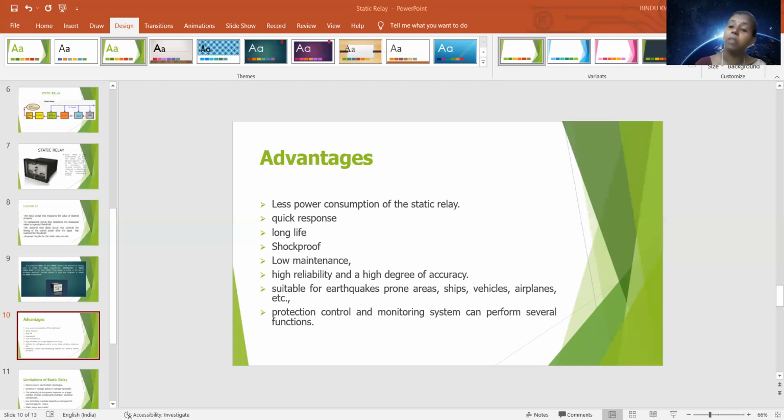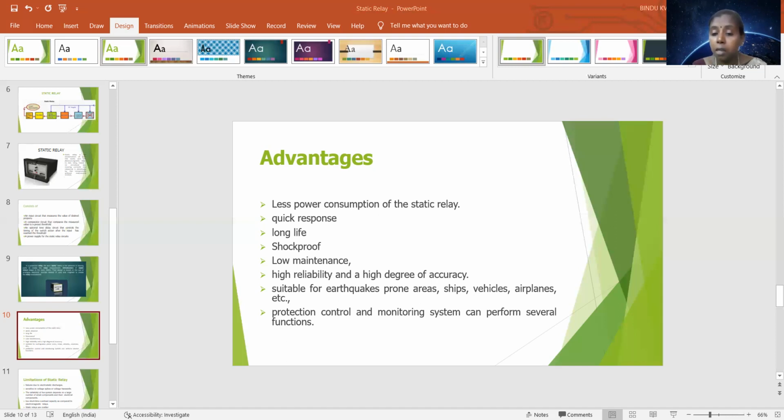Also, after the relay operation, if the relay has been turned on, then you can switch it off. So quick reset action is possible. Quick reset action and high reset action are possible in the case of static relays.